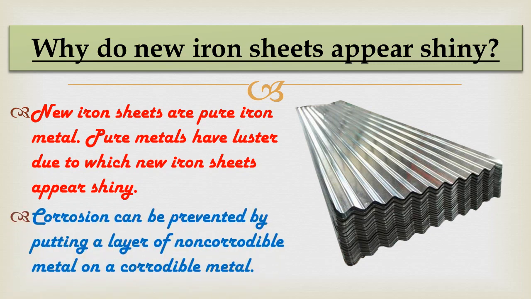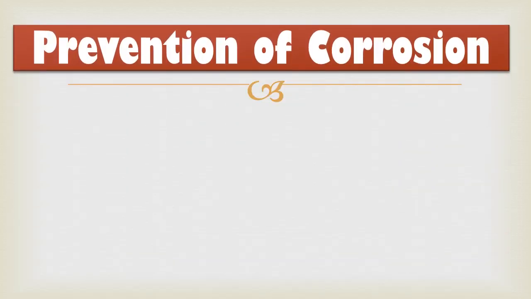And corrosion can be prevented by putting a layer of a non-corrodible metal like zinc on the corrodible metals. Here, non-corrodible means zinc metal, and corrodible means metals like iron and copper, which we have seen in our previous slides. So when a non-corrodible metal layer is fixed on the surface of the corrodible metal, the corrosion can be prevented. Okay, now let's see the different methods of preventing corrosion.